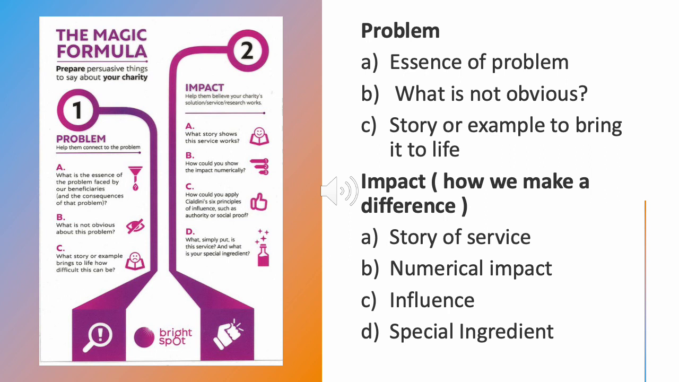So how can you apply Cialdini's 6 principles of influence, such as authority or social proof? If you're unfamiliar with Cialdini's 6 principles, Google or ask your CRM for a link, and we'll be happy to send you one. A positive recommendation from a friend always subconsciously puts in a positive reinforcement.